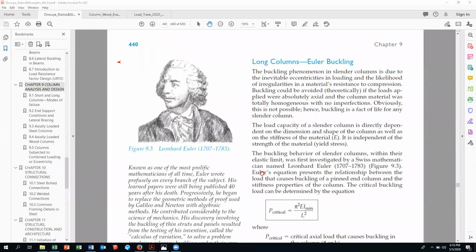And then the long columns get into what they call the Euler buckling, okay? The load capacity of a slender column is directly dependent on the dimension and shape of the column as well as the stiffness of the material. It is independent of the strength of the material, the yield stress, okay? It's independent of the strength of the material, the yield stress, in other words.